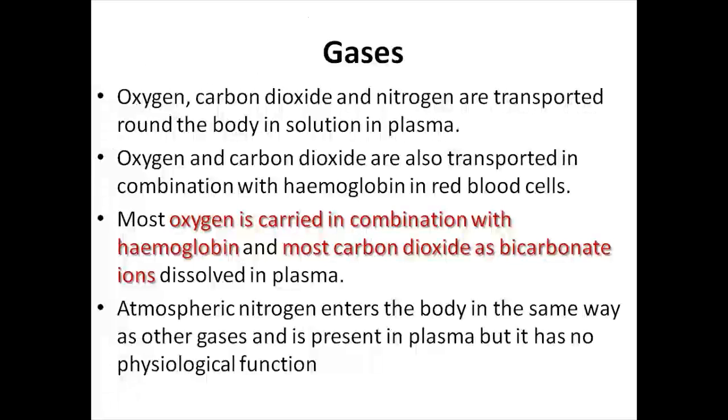So atmospheric nitrogen enters the body in the same way as other gases and is present within plasma, but has no physiological function. So nitrogen is there. As you see, it has a higher concentration within the atmosphere, so we find ourselves just inhaling it, and it's also circulating within the body, but it has no function within the body. It is found within the plasma. It doesn't have any binding molecule with which it can be transported to other parts of the body.